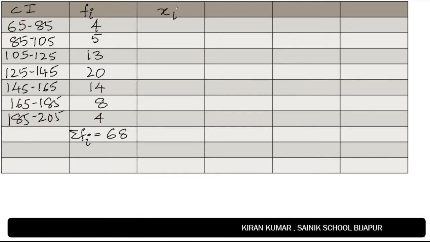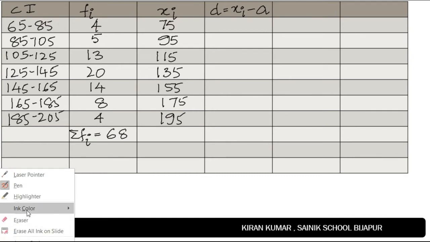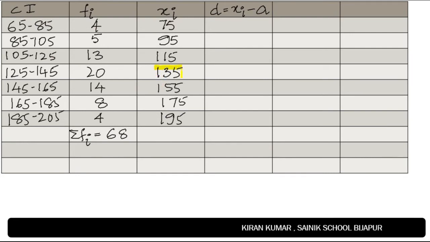Now we need to write the class mark. The class mark here is the mid value. It is the upper limit plus the lower limit upon 2. 65 plus 85 upon 2 is 75. Next we have 95, 115, 135, 155, 175, 195. Now I'll find out the deviation. Deviation is nothing but the mid value minus the assumed mean. I'm going to assume 135 as the assumed mean. So let me highlight that. 135, I am taking it as the assumed mean.